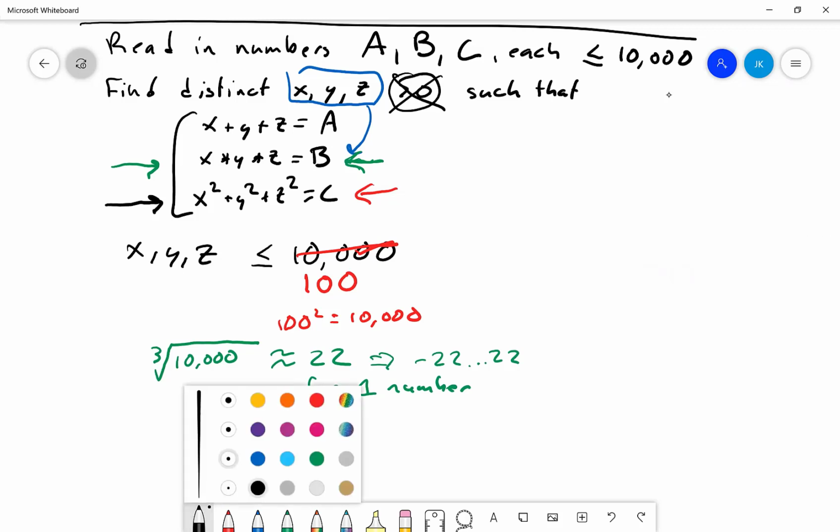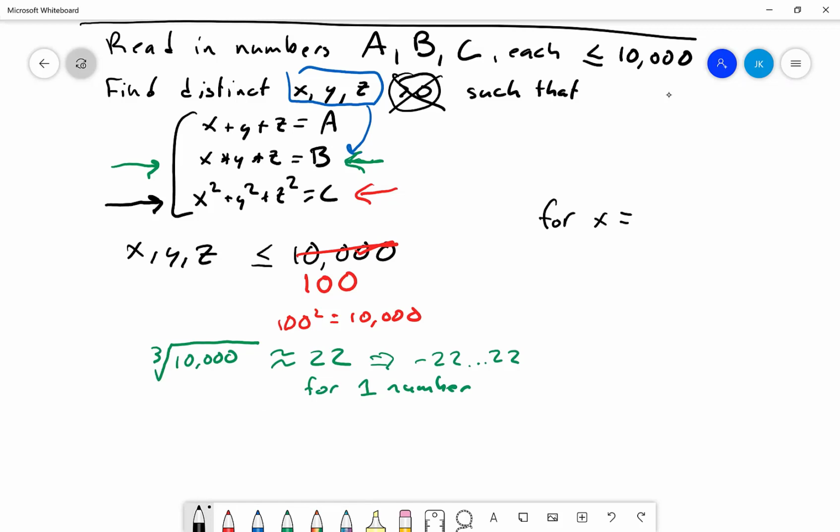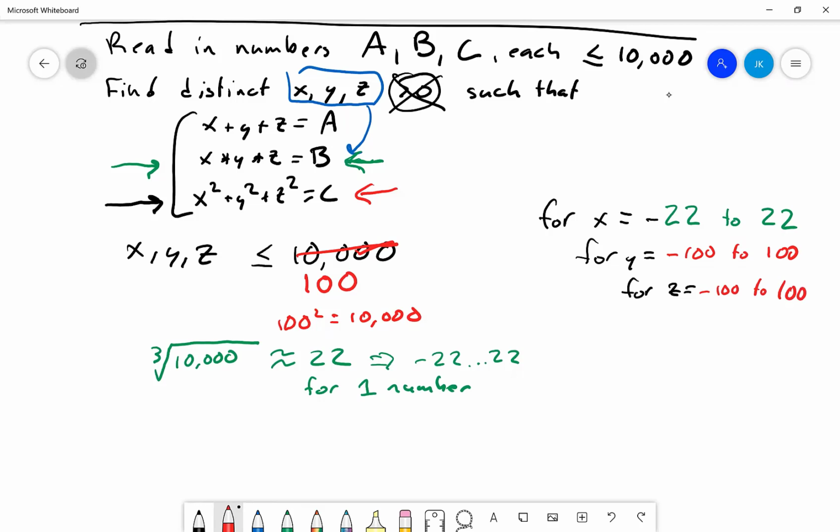Sorry about this. You can say for x equals, and I'll just start with minus 22 to 22. And then the next one is we will say for y equals minus 100 to 100. And we will say for z equals minus 100 to 100. Okay, now believe it or not, we can do even a little bit better than this.